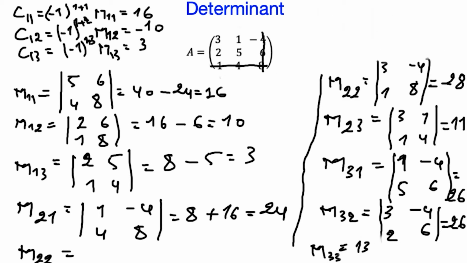C21 equals, here 2 plus 1 is 3, so it will be minus 1 to the power 3, which is minus 1, so it will be minus M21, which is 24, so minus 24.